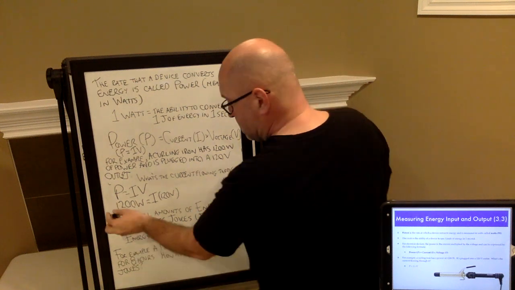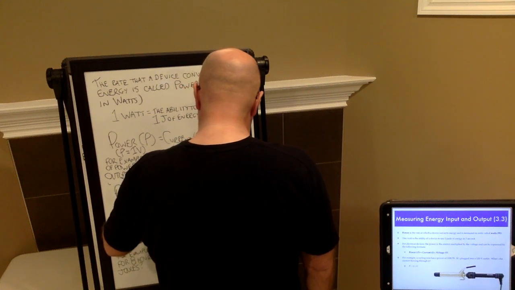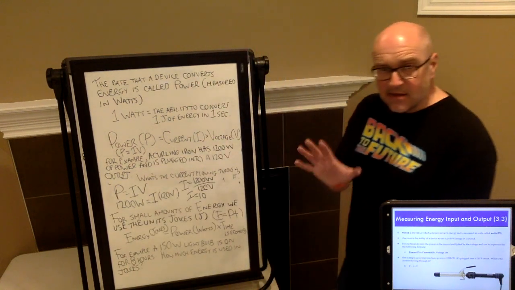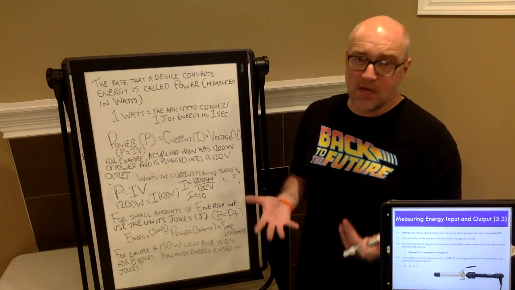So, anyways, in this case, I have to calculate I. So I is going to be basically 1,200 watts divided by 120 volts, and that's going to give me a current of 10. But again, 10 isn't a complete answer. Some of you may have found that out on the last quiz. If you didn't put your units in, you got docked marks.